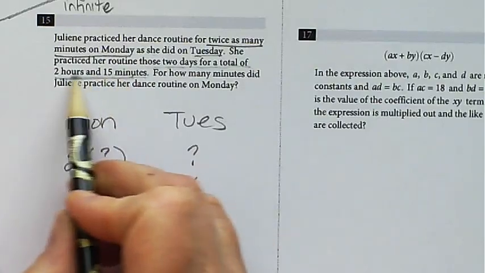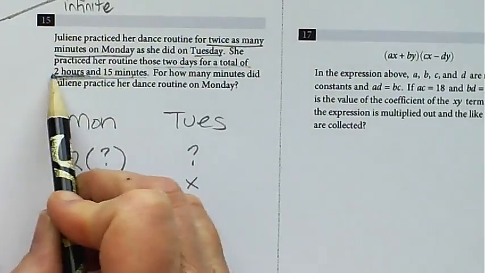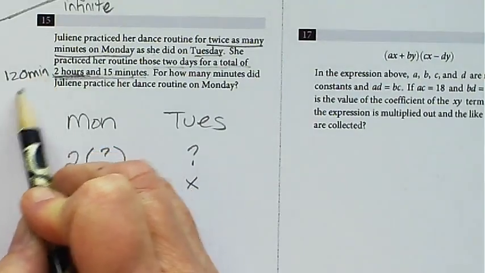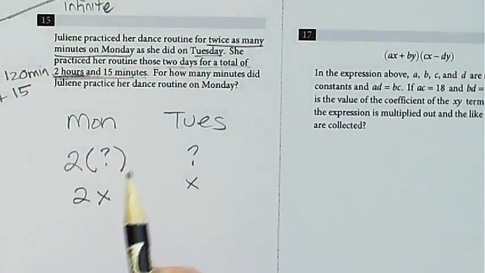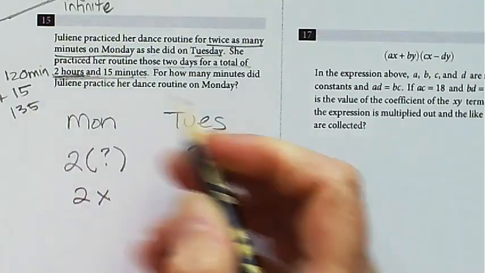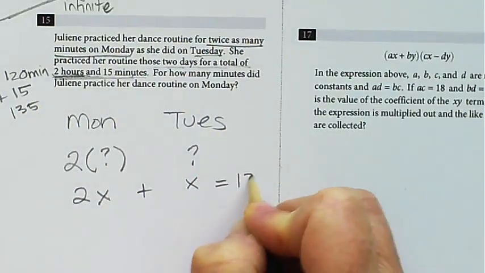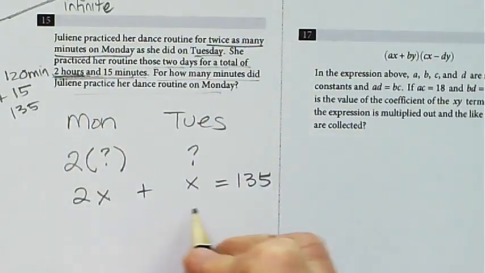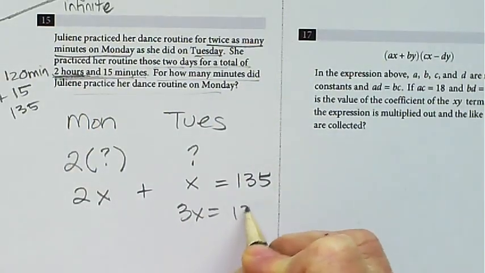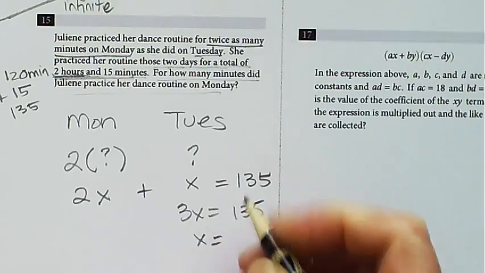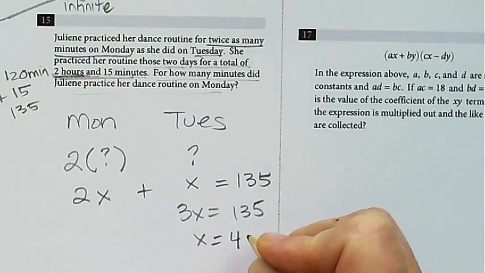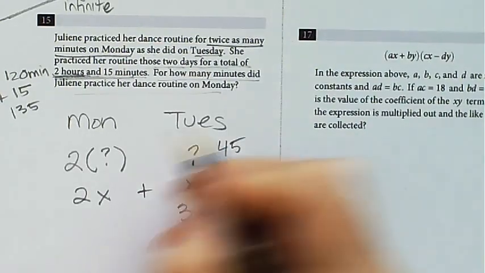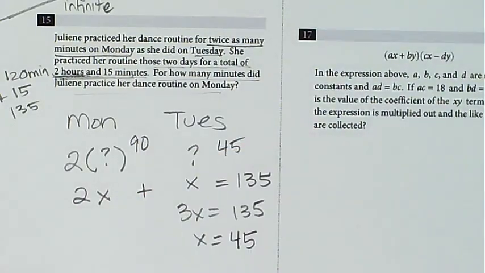That means we need to put this in minutes. 60 minutes is an hour, so 2 hours would be 120 minutes plus 15 minutes, which would be 135 minutes. So 2x plus x equals 135. How many minutes did she practice on Monday? 3x equals 135. Divide by 3, x equals 45, so she did 45 minutes on Tuesday and she did 90 minutes on Monday.